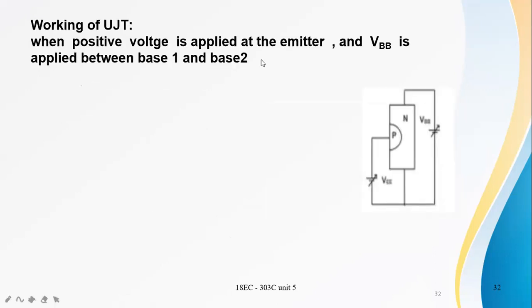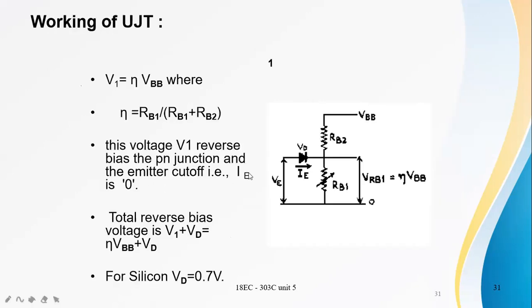When the emitter is open, there is no voltage at the emitter terminal. VA is 0. The diode is in reverse bias and the emitter current is 0. That means the UJT is in reverse bias.